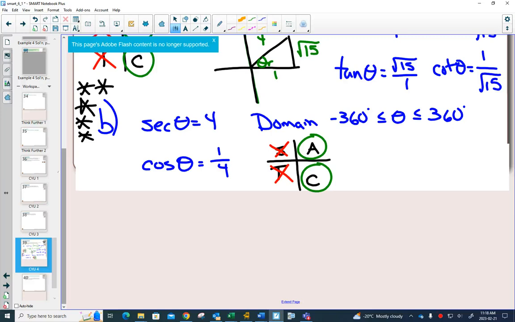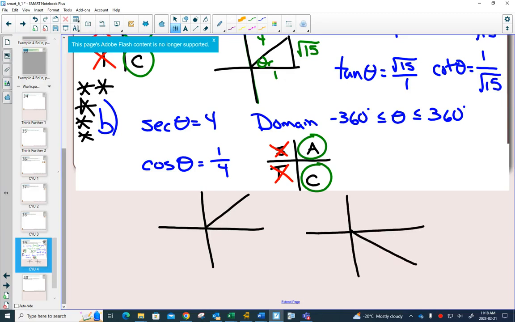With that in mind, we can draw an angle in quadrant 1. We can draw an angle in quadrant 4. With both of them, we make a triangle back to the nearest x-axis so that we can label our reference angle. And on both of them, you know that adjacent over hypotenuse is 1 over 4. In fact, I've drawn the exact same triangle twice. Once in quadrant 1 and once in quadrant 4.